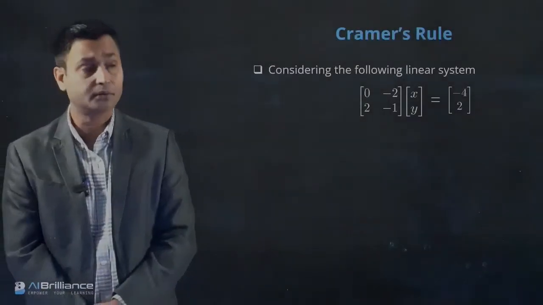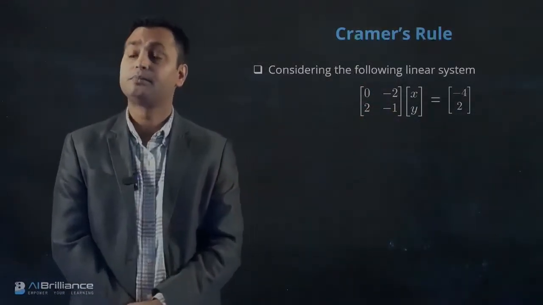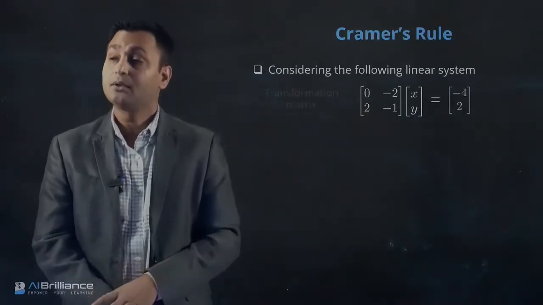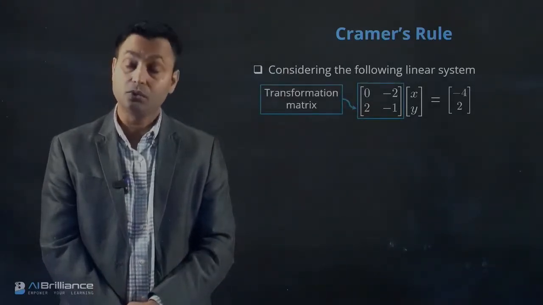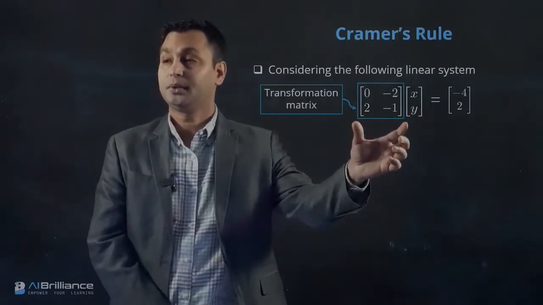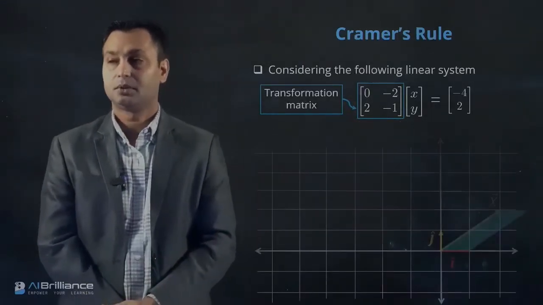One of the things that we can do is, using the same previous linear equation that we are interested in solving, we can use this idea to solve for this class of problems. So here, what is the transformation matrix? And the transformation matrix is this.